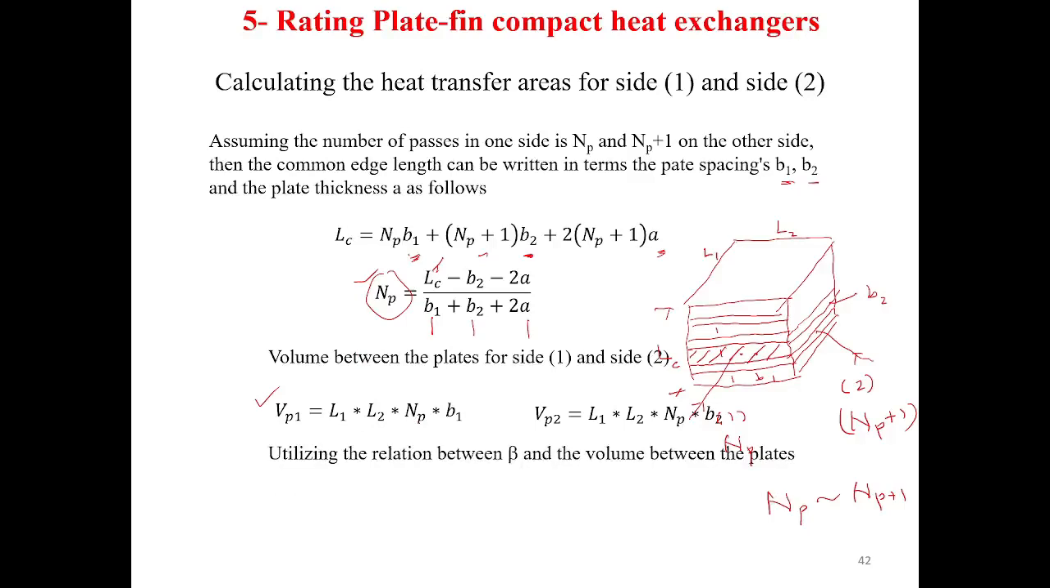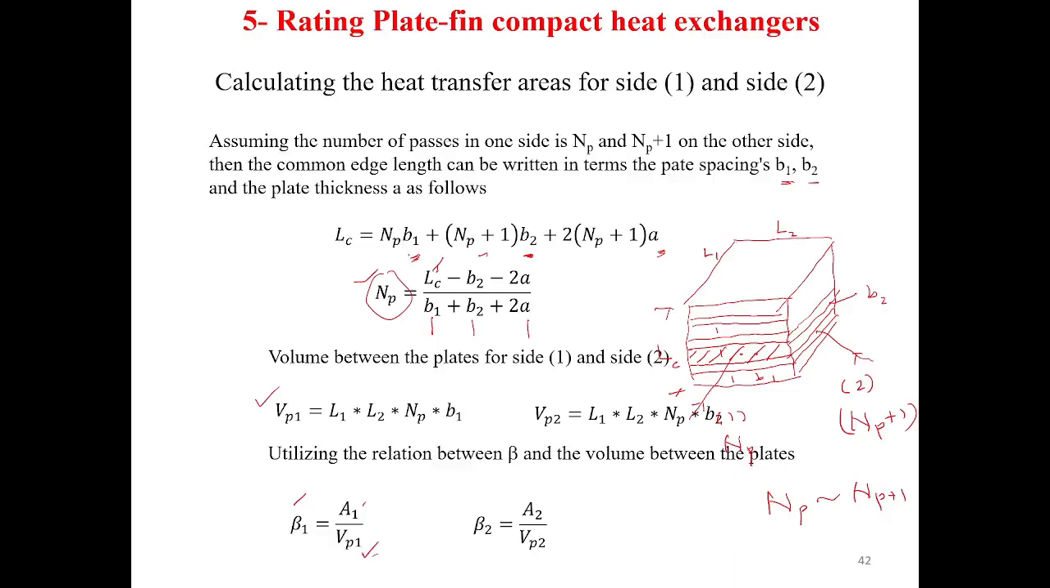Of course, the beta value is the heat transfer area between the plates divided by the volume between the plates. So if you know beta, you can also calculate the heat transfer area. If the volume between the plates VB1 is known, and beta is known from the geometry, from Kays and London books and other sources, then since beta is known and VB1, the volume between the plates, is known also for side 1, you can calculate the area for side 1. Do the same thing also for side 2, so you can get the heat transfer area for side 1 and side 2.